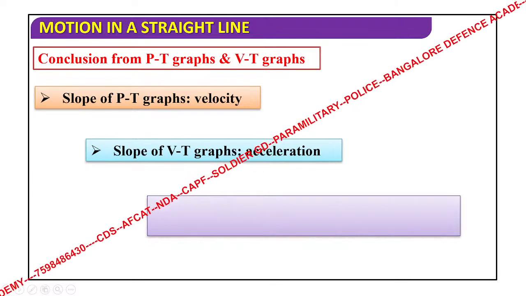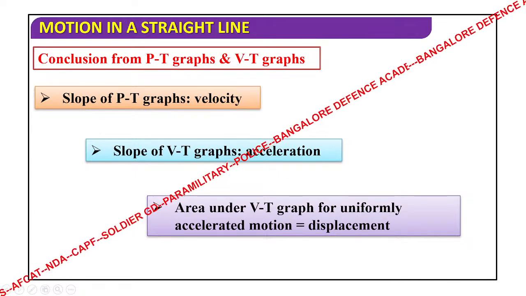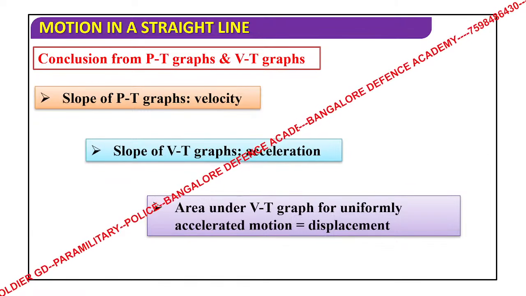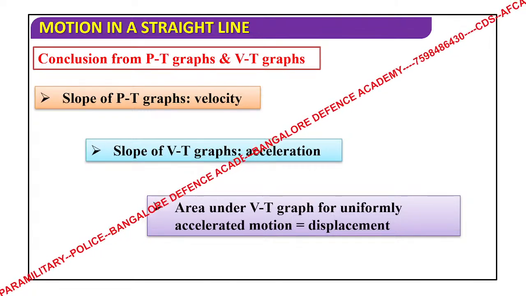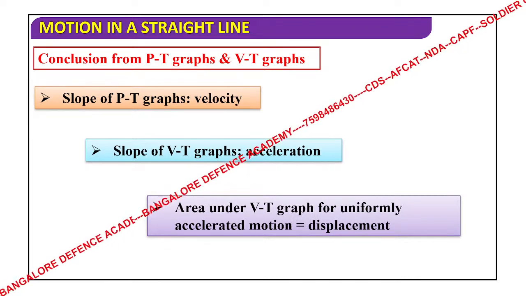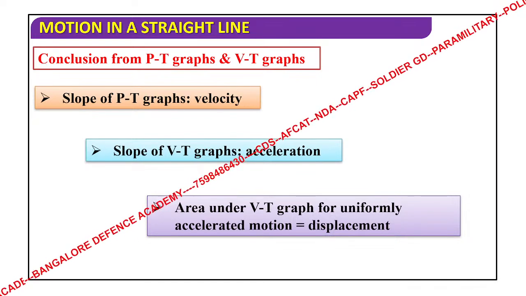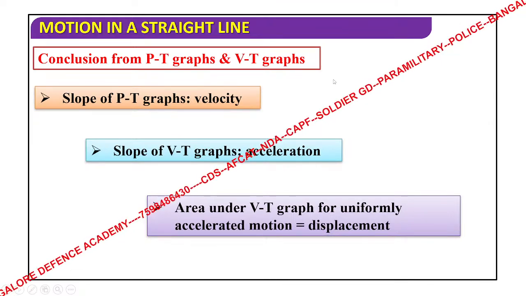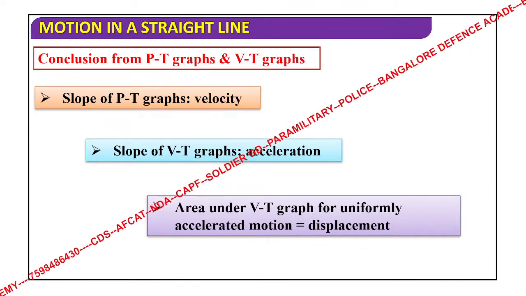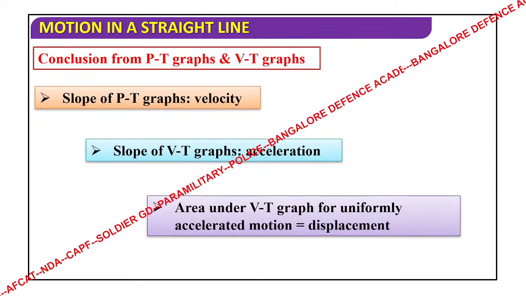Next, the area under the curve will give you displacement. So these three points should be in your notebook. Take it down. The first point: the slope of PT, that is position and time, will give you velocity. The slope of VT, velocity and time, will give you acceleration. And the area under the velocity-time graph will give you the displacement. One more thing you can add: the slope of distance and time will give you speed.